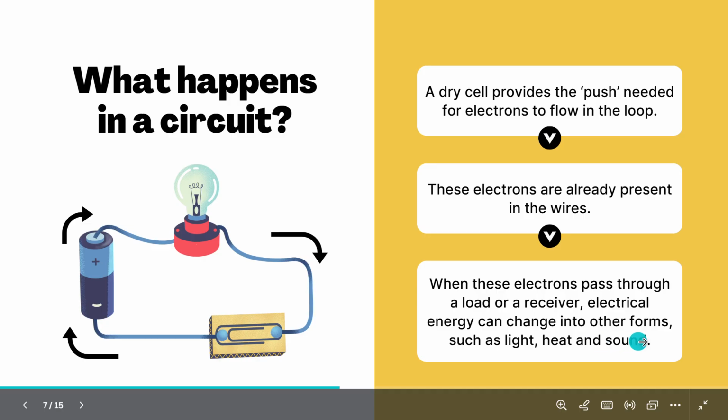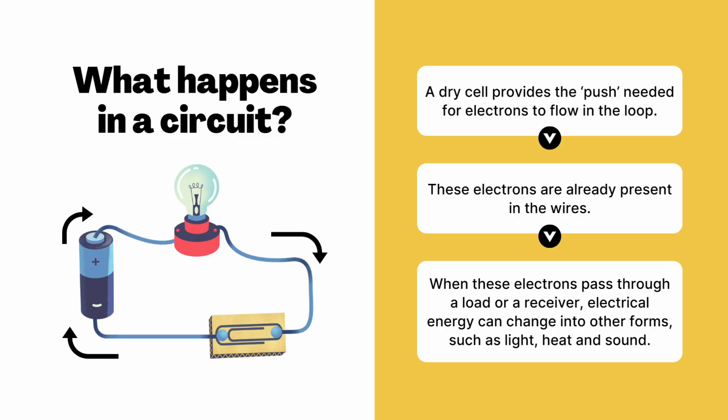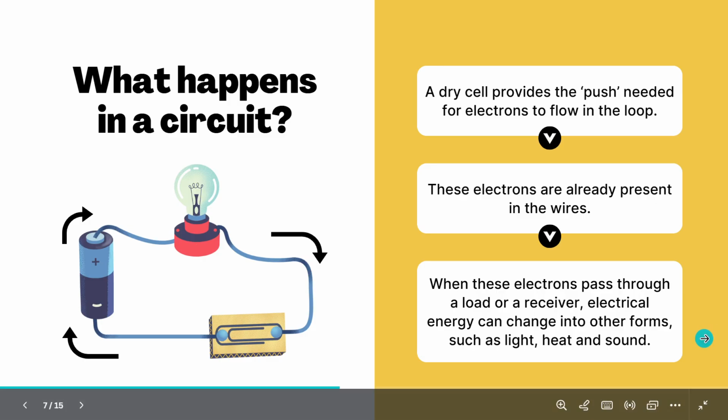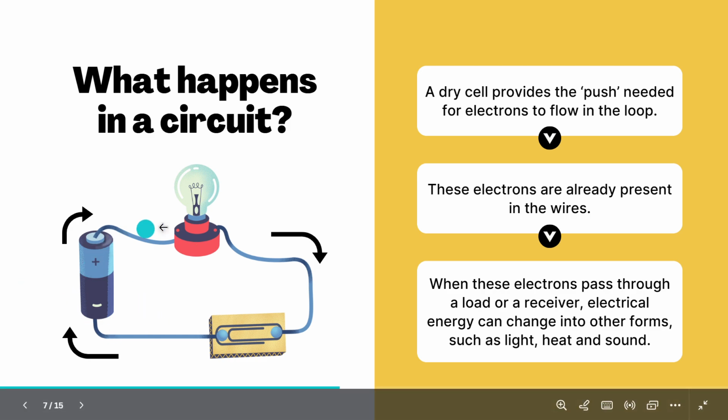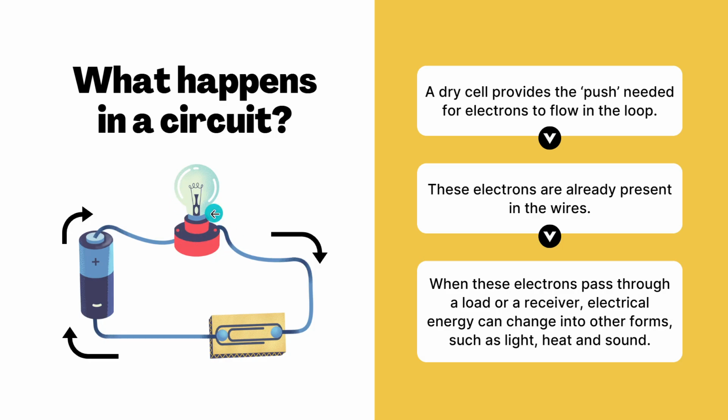When these electrons pass through a load or a receiver, electric energy can be changed into other forms such as light, heat, and sound. Suppose we have kept a bulb here. These electrons are pushed and can be converted into different energy. Here it will convert into light energy. If we keep a solar panel here, it will convert into heat energy, and if we keep a speaker here, it will convert into sound energy. So now let's go.